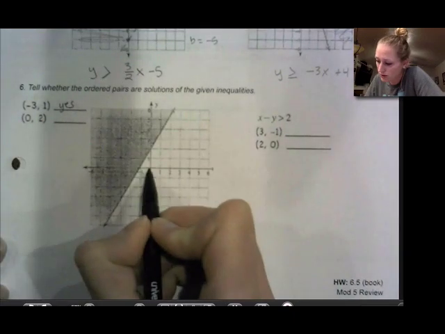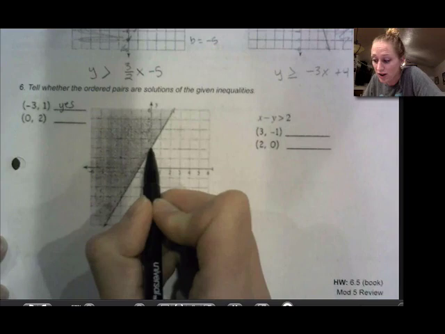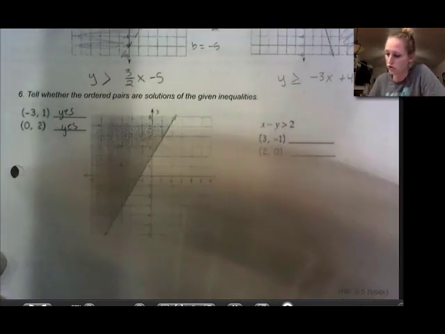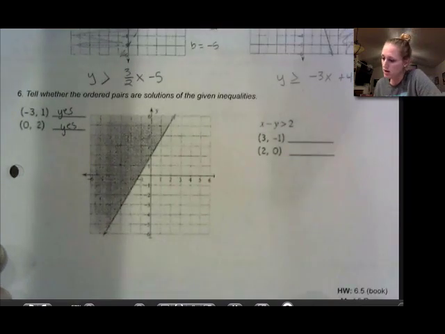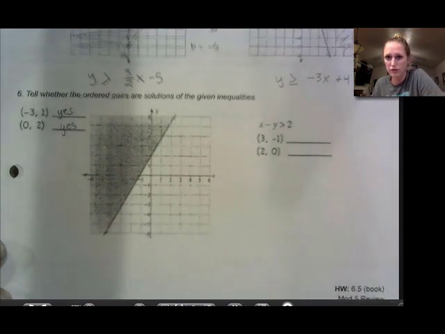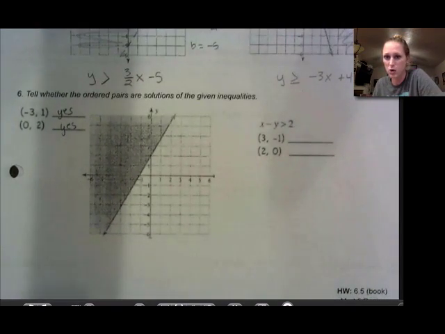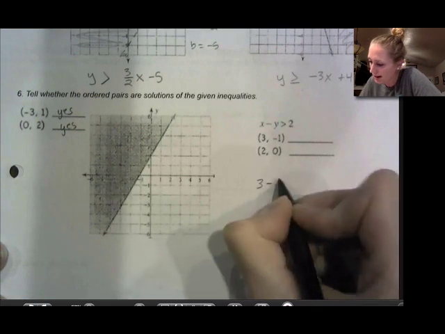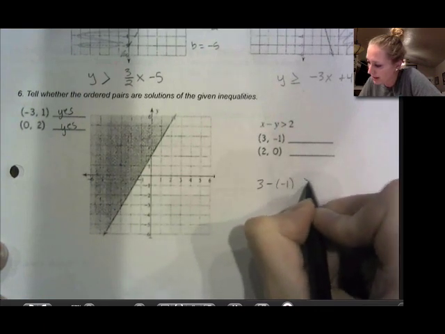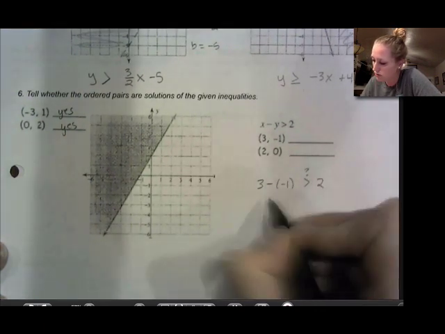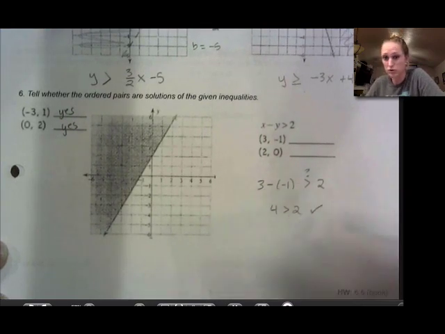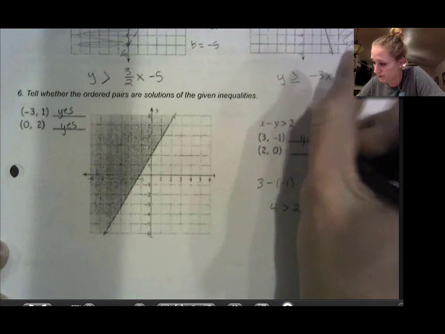0, 2, so 0 and up 2, it's on the line, but the line is solid, so this one is also a solution, okay? This one we're going to use the equation, so we are just plugging in x and y and seeing if it's true. If it's true, it's a solution. So x is 3, minus y is -1, and I'm asking myself, is that greater than 2? So this is 3 plus 1. 4 is greater than 2, so that one is a solution.